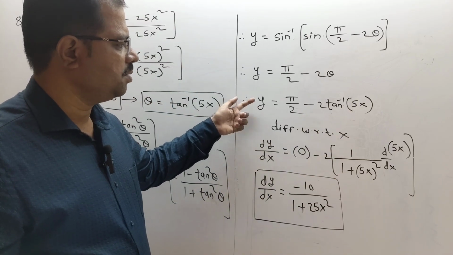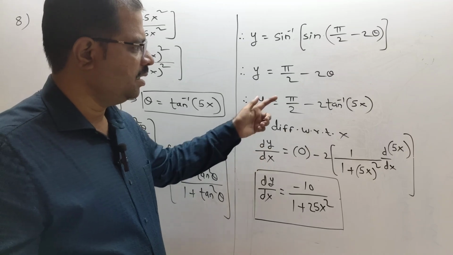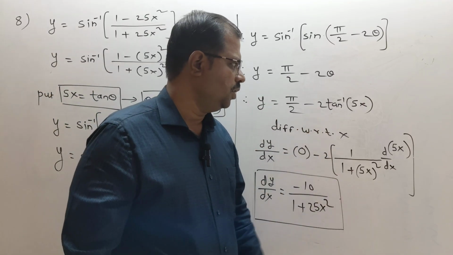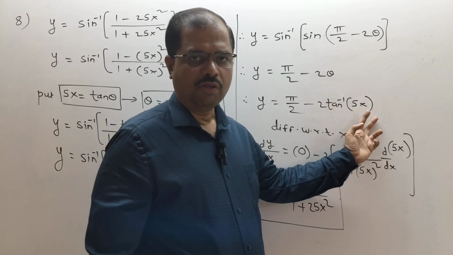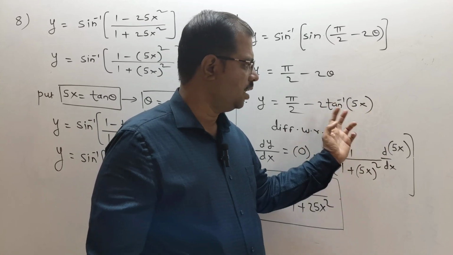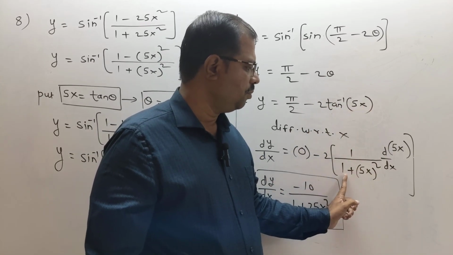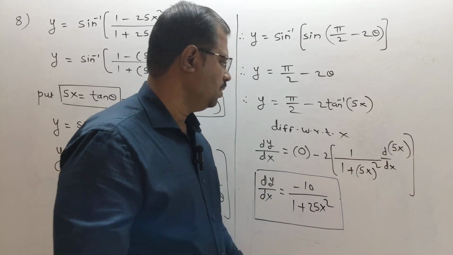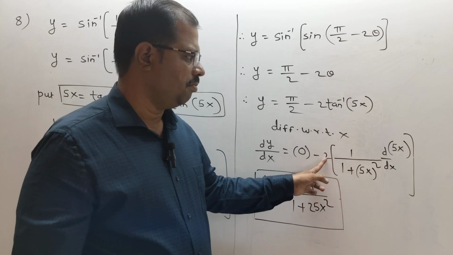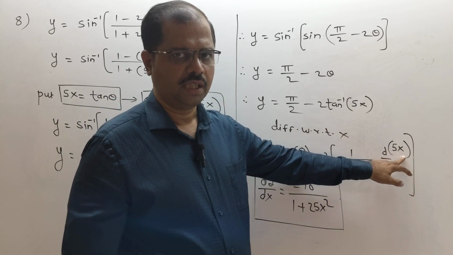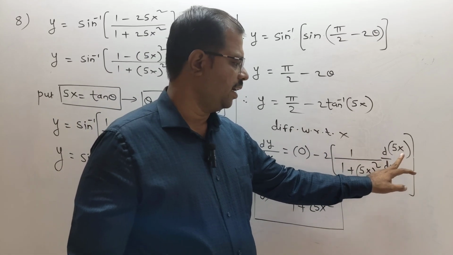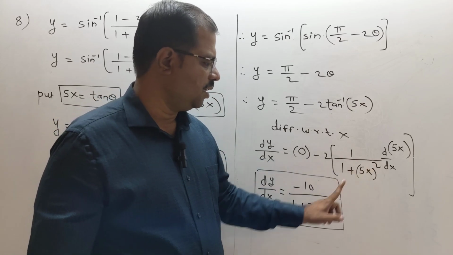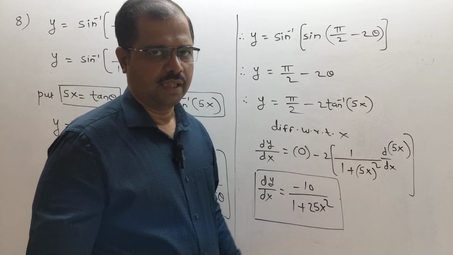Now differentiate with respect to x. Derivative of y, dy by dx: derivative of constant is 0, derivative of pi by 2 is 0, minus 2 into, we know that the derivative of tan inverse of x is 1 upon 1 plus x square. The derivative of tan inverse of 5x is 1 upon 1 plus (5x) square into the derivative of 5x in the numerator. Now minus 2 into 1 minus 2, derivative of 5x is 5, derivative of kx is k. 5 into minus 2, minus 10 upon 1 plus 25 x square is the answer.